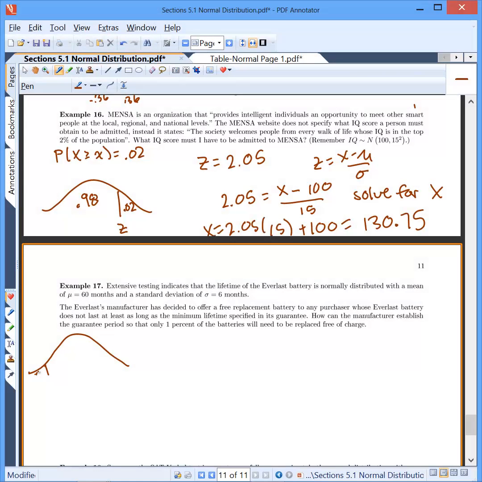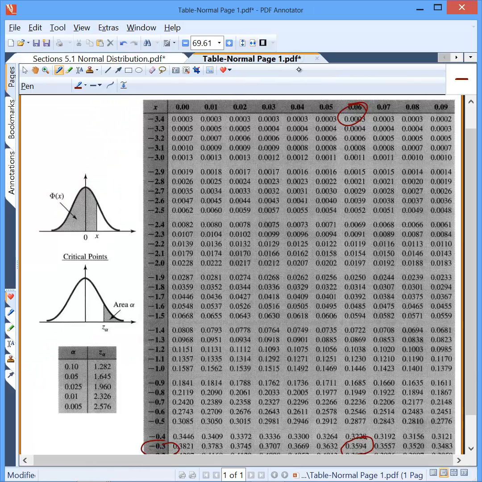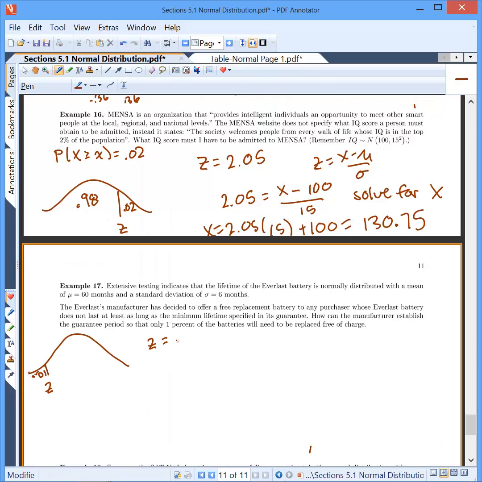Again, we know our formula: z equals x minus the mean over sigma. So we have negative 2.33 equals our unknown lifetime x minus the mean of 60 over the standard deviation of 6, and solve for x. That gives 46.02, so you need a lifetime of at least 46 months. Sorry, they want to make the guarantee 46 months or less, so they only have to replace 1% of the batteries.